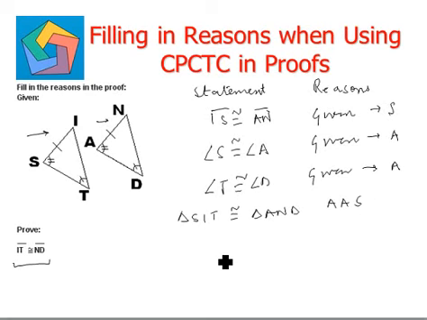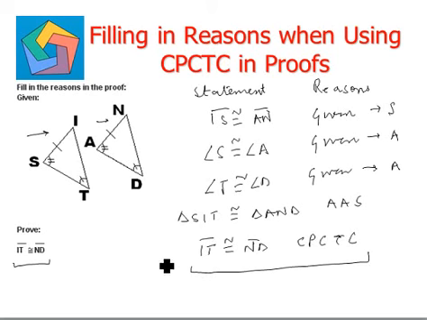Now we can prove that side IT is congruent to side ND by the CPCTC, that is parts of congruent triangles are congruent. So this proves that IT is congruent to ND. This is the statement and the reason proof for the same.